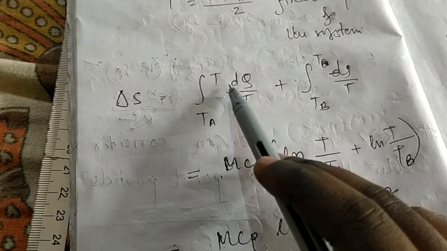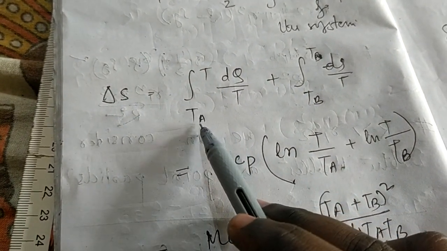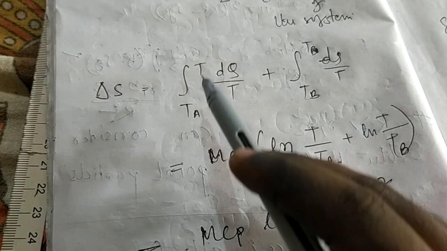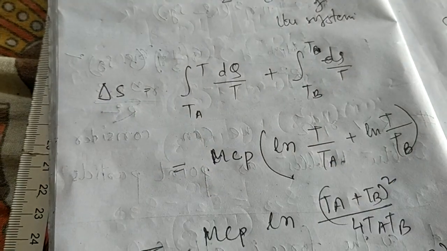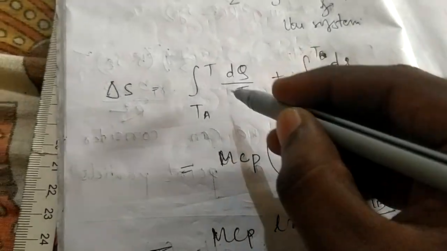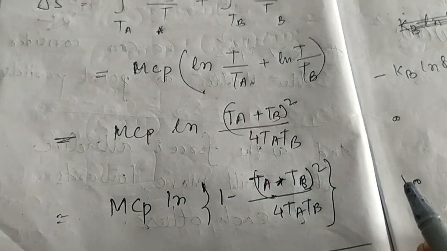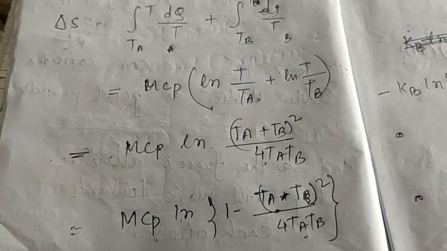This is a simple formula. Integration from Ta to T, and from Tb to T. Okay, this is for A, and this is for B. And the resultant is this, the resultant entropy change.